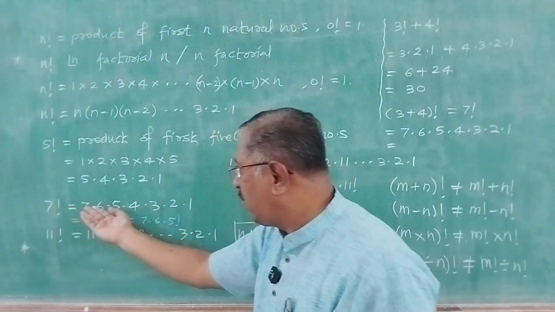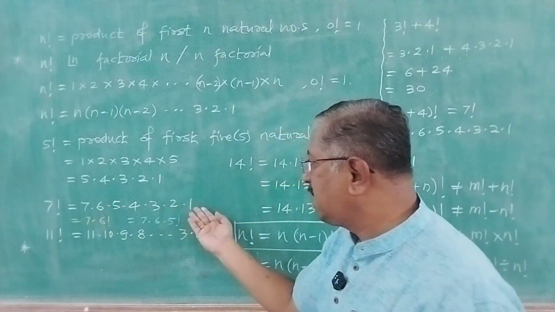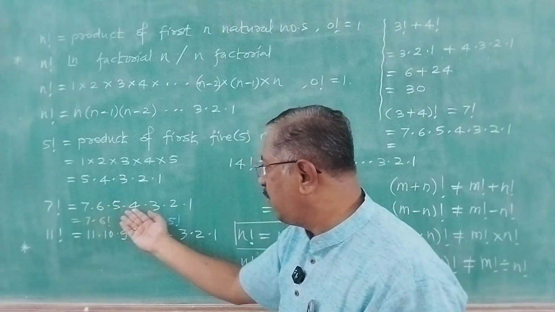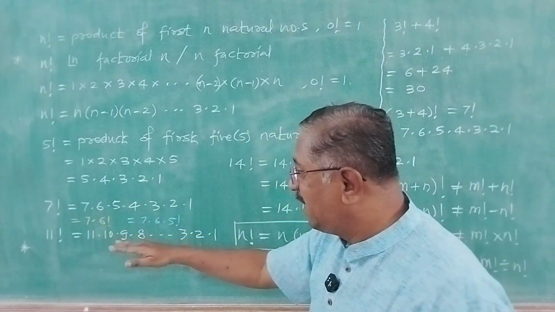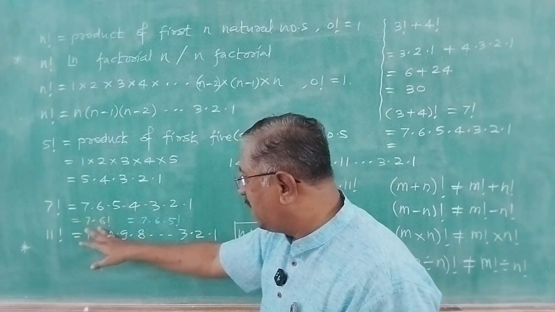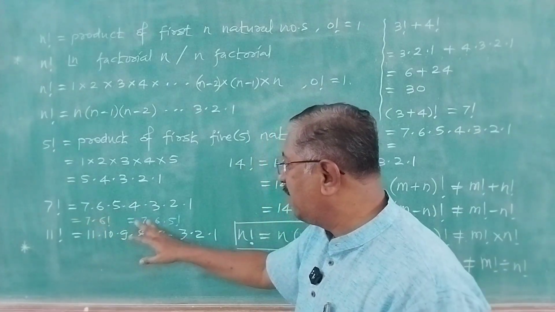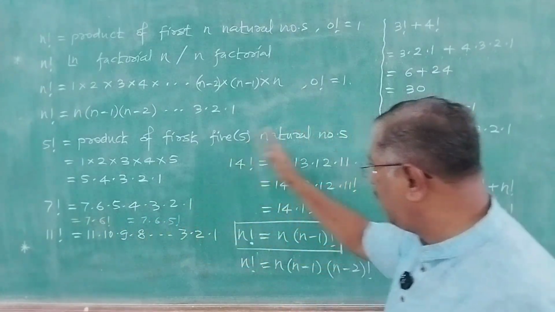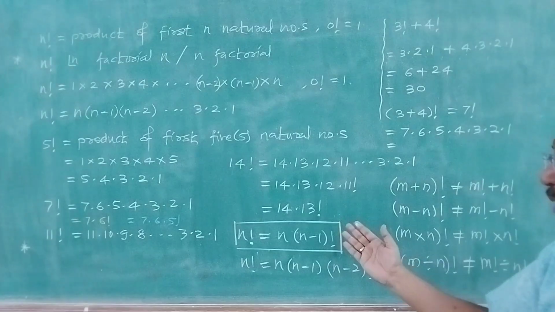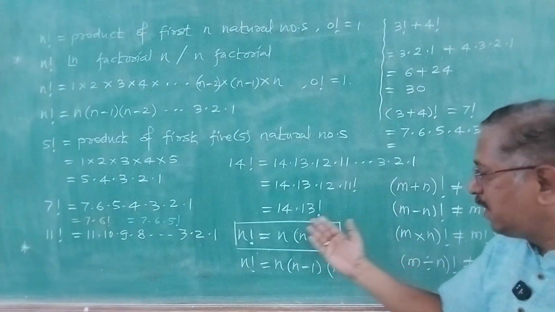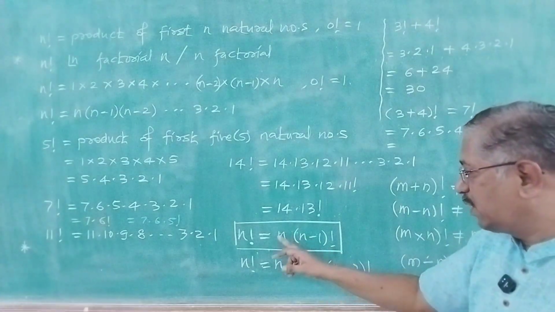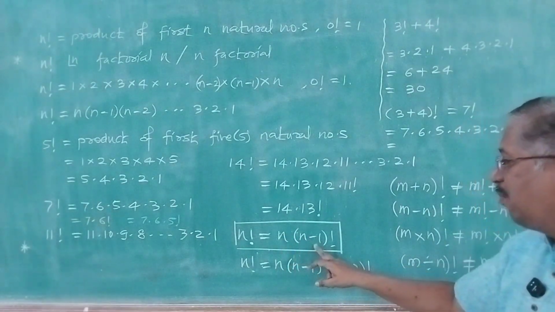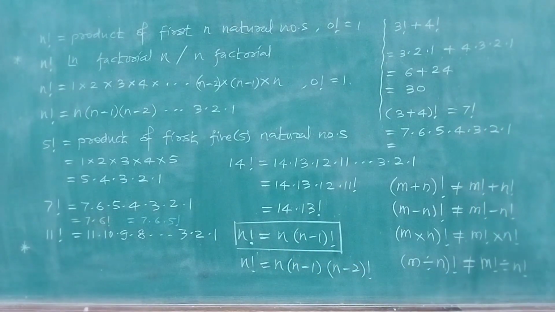For example, 7 factorial will be written as the product of the first 7 natural numbers. It is 7 into 6 into 5 into 4 into 3 into 2 into 1, which may be written as 7 multiplied by 6 factorial. You may also write it as 7 multiplied by 6 into 5 factorial. We have already given a few examples related to this, which give you the generalization that n factorial is equal to n multiplied by (n minus 1) factorial.